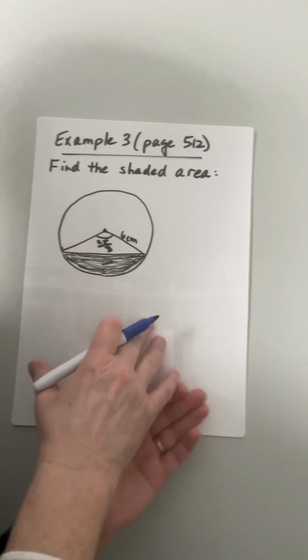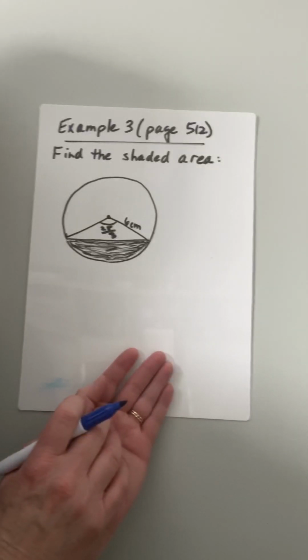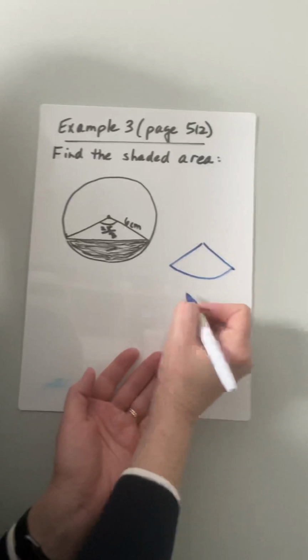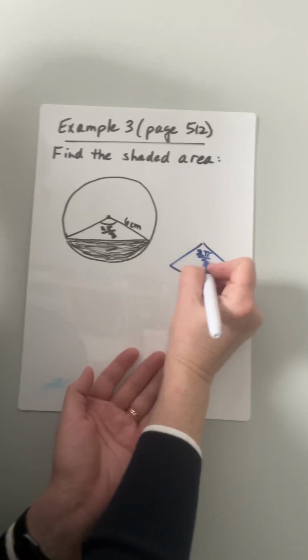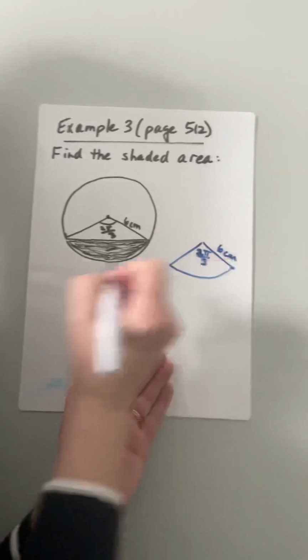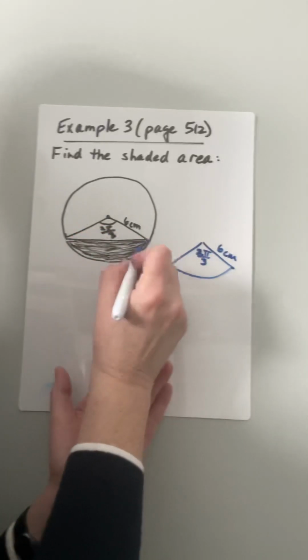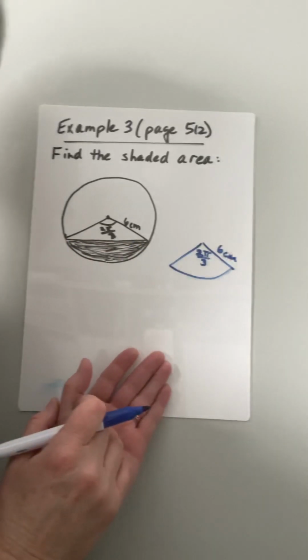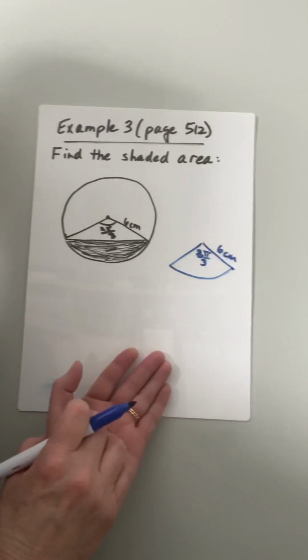Hello, here's example 3 from page 512. Find the shaded area. So notice what shapes we are looking at. We're looking at this sector that has an angle of 2 pi over 3 and a radius of 6 centimeters. And then we're also looking at the shaded area, but we don't know how to find the area of that shaded area enclosed by a chord and a circumference, or a chord and an arc length.